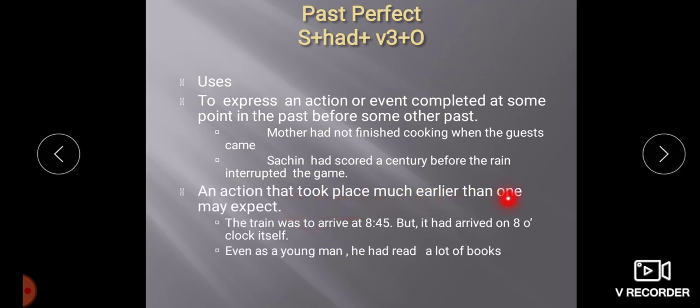Then, an action that took place much earlier than expected. The train was to arrive at 8:45, but it had arrived at 8 o'clock itself. Even as a young man, he had read a lot of books.